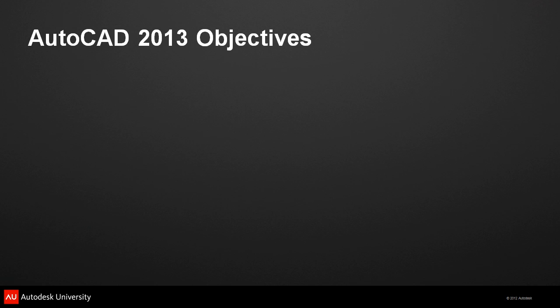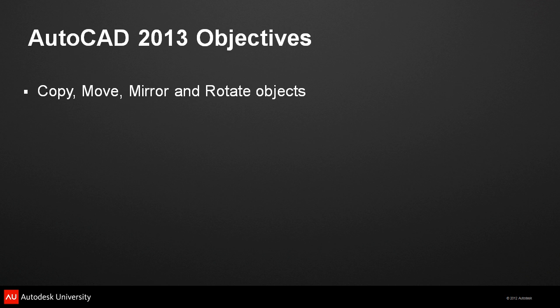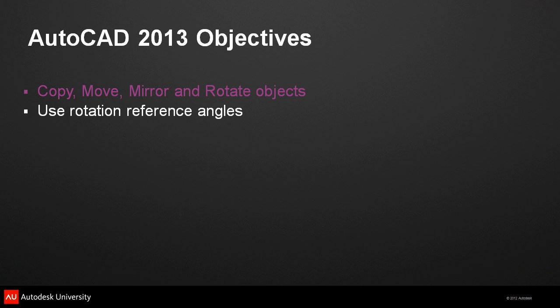For our first group of AutoCAD 2013 objectives, we're going to look at copy, move, mirror, and rotate objects. But we're going to concentrate just on rotating objects. The second objective is to use rotation reference angles. So let's take a look at rotating objects with and without rotation reference angles.